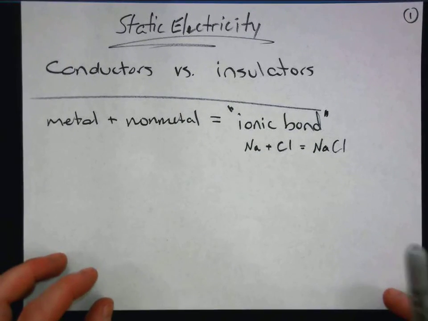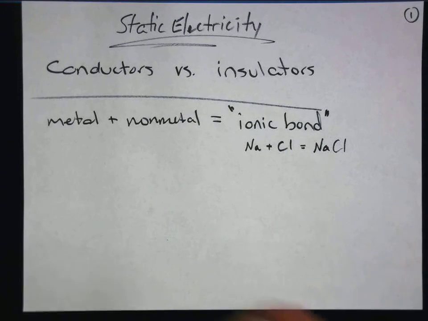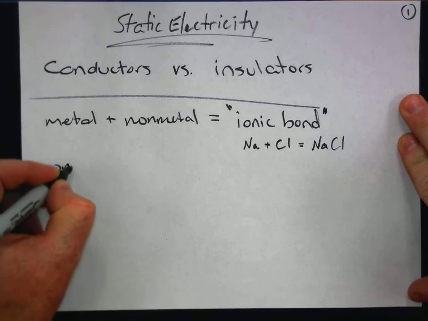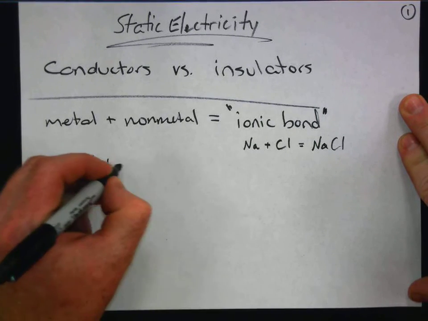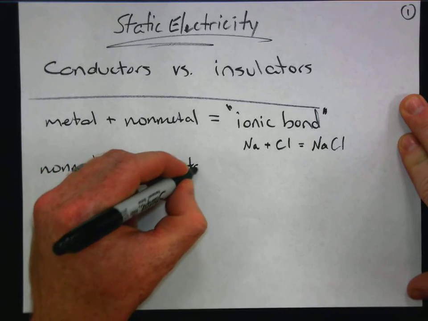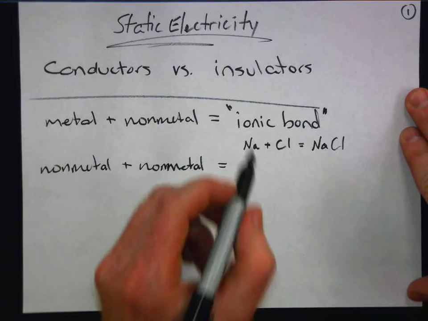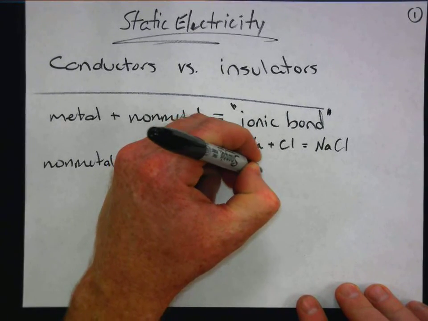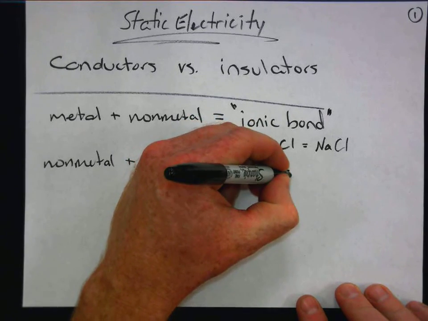They're very poor conductors. Well, what if you took two nonmetals? Nonmetal plus nonmetal. I can spell, I swear. What you get here when you have two nonmetals come together is you typically get a covalent bond.